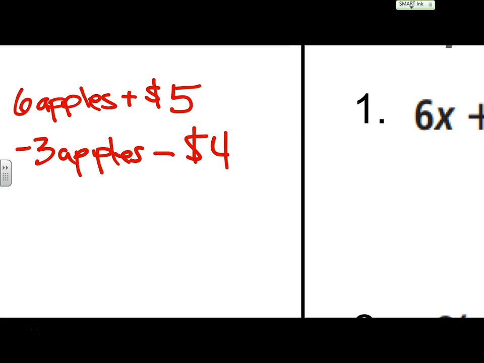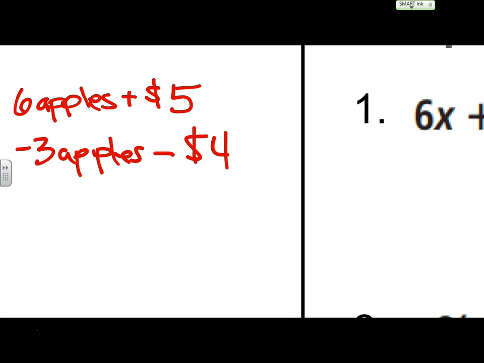4 apples. Then he said, okay, what if you have 2 oranges and you add another 2 oranges? What do you have? 4 oranges. Then he said, okay, what if you have $2 and you add $2 more? $4.